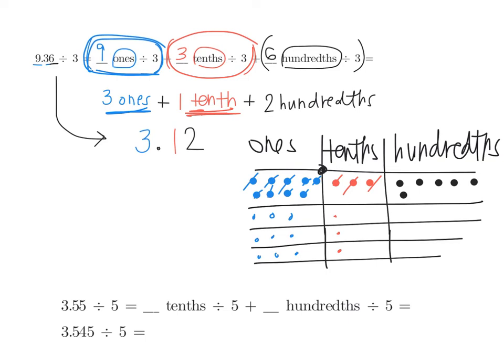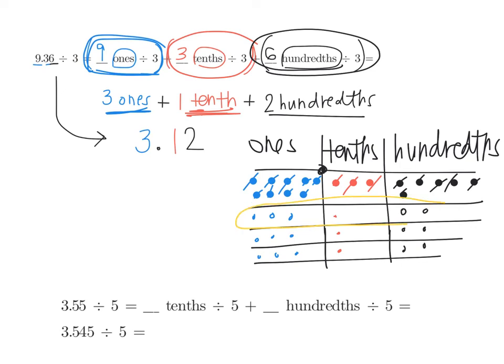Last but not least, I have 6 hundredths, so I can go 1, 2, 3, 1, 2, 3, 1, 2, 3, 1, 2, 3. If I do 6 hundredths divided into 3 groups, what do I get in each group? 2 hundredths. So when I add up all of those parts, one group will have 3 ones, 1 tenth, and 2 hundredths. Once again, that's the same thing we were doing here, and here it is in standard form.